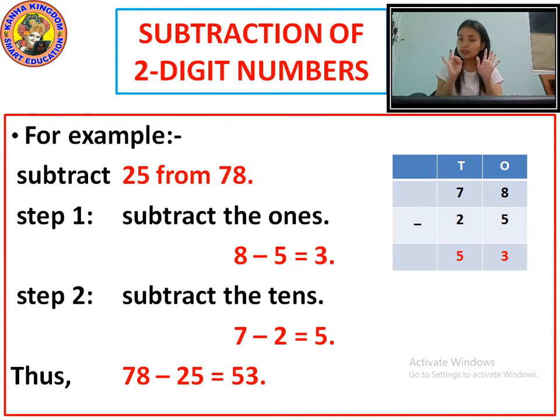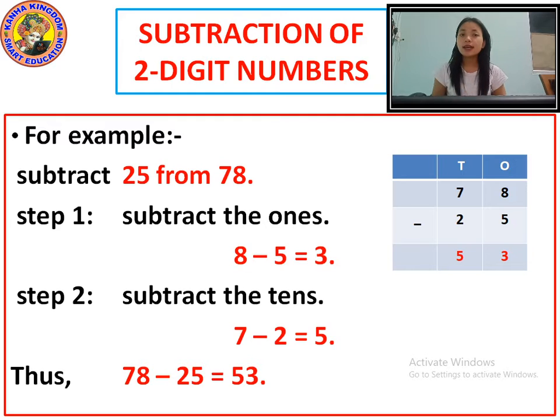So see, this is 7, right? We have to subtract 2. So how many fingers are left after subtracting 2 from 7? Obviously 5, right? 1, 2, 3, 4, 5. So write 5 in tens column.